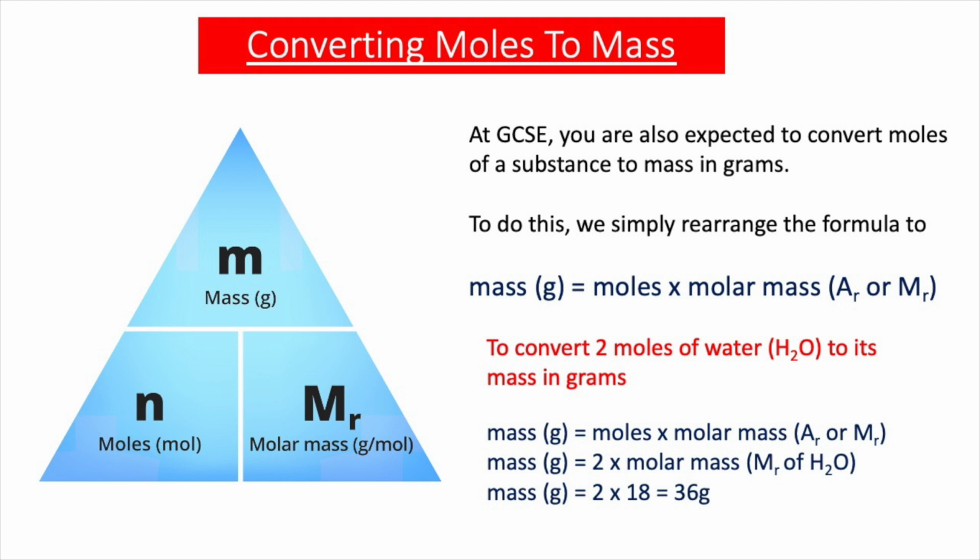So the MR value of water is 18. So if I want to find out the mass that 2 moles of water would be, I simply do moles times molar mass. So it's 2 times 18, and that would give me a mass of 36 grams.